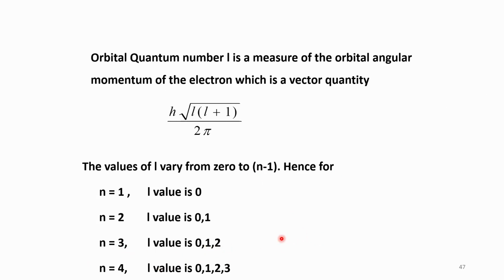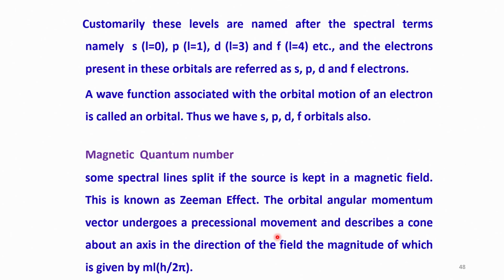Like that there will be orbital angular momentum, which can also be described for determining the energy of an electron. One is the principal quantum number, which says where the electron is. Next is the orbital angular momentum quantum number L. These are customarily named after spectral terms, namely S, P, D and F. So, electrons present in these orbitals are referred to as SPDF electrons, and the orbitals are also called SPDF orbitals.